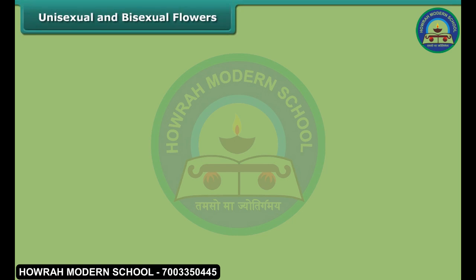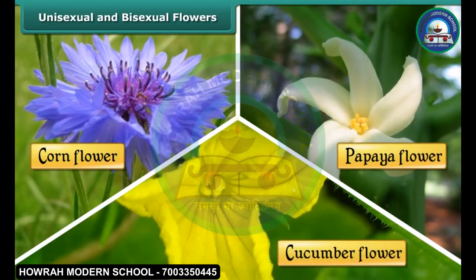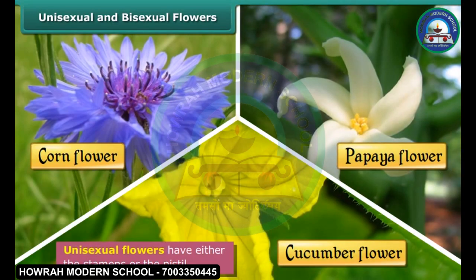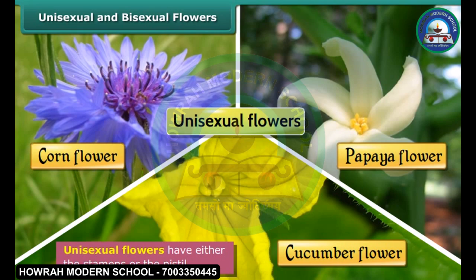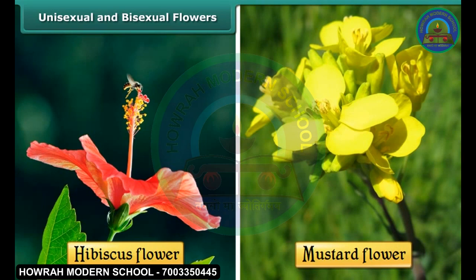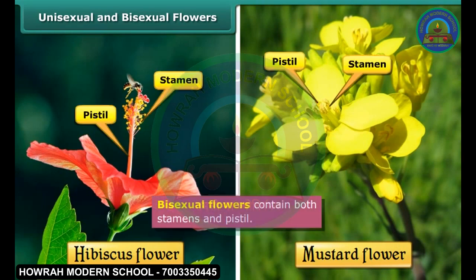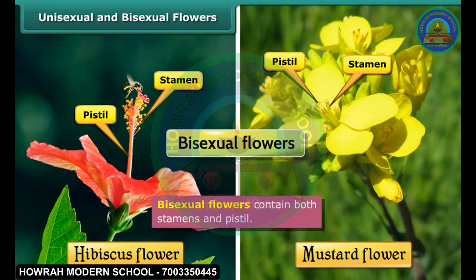Unisexual and bisexual flowers. Corn, papaya, and cucumber flowers have either the stamens or the pistil. These types of flowers are called unisexual flowers. On the other hand, hibiscus and mustard flowers contain both stamens and pistil. These types of flowers are called bisexual flowers.